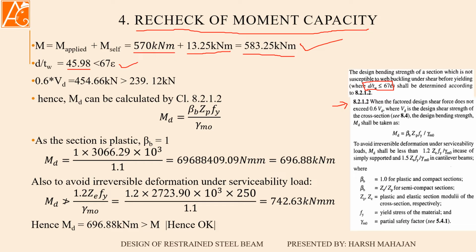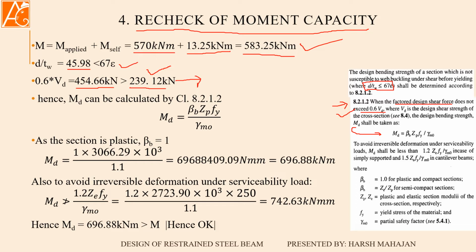When we come here, the clause says when the factored design shear force does not exceed 0.6 VD. So we have calculated VD in the previous section, and 0.6 of the VD is 554, which is greater than 239. This is the factored shear force. Hence, this equation can be used. Okay. Next is the equation.